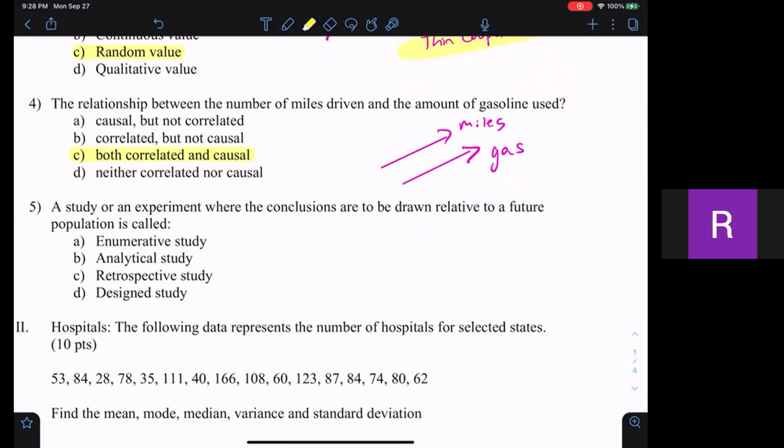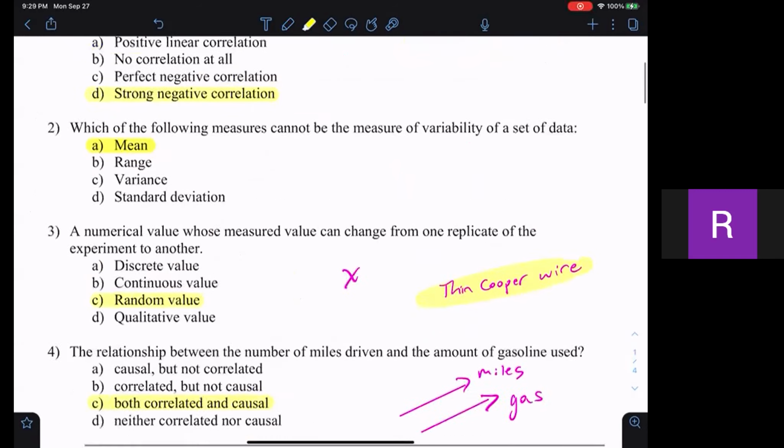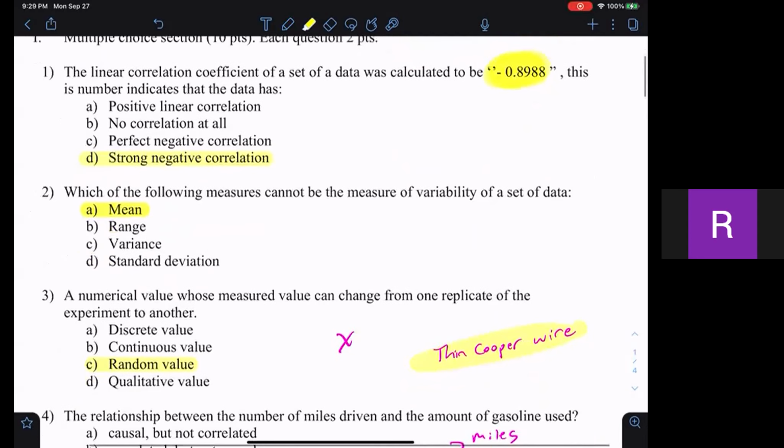Question 5: A study of an experiment where the conclusions are to be drawn relative to the future population is called... We talk about this. This is the definition of an analytical study. We talked about that in class. An analytical study is when we're trying to draw conclusions about a future population. That's what we talked about many times, and if you look at your textbook, that's the definition they give for analytical study. Okay, I think those are the 10 questions from the multiple choice. I think it's very straightforward.